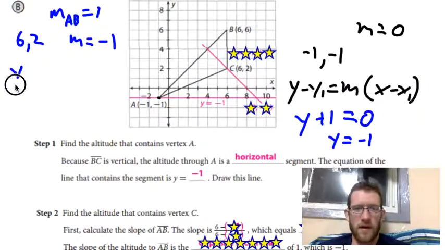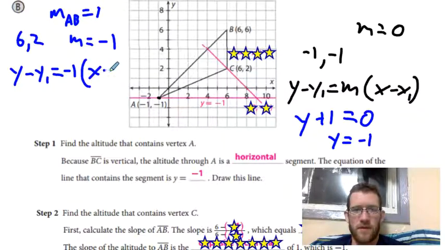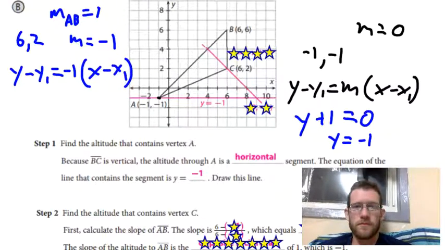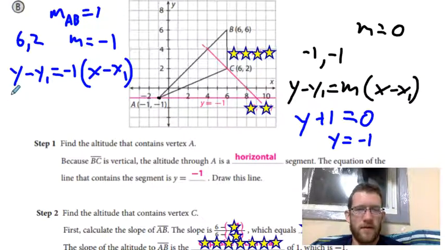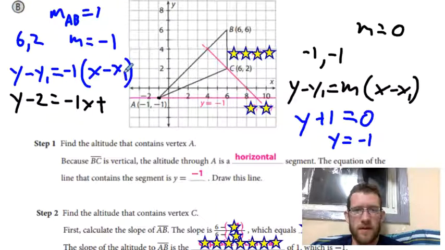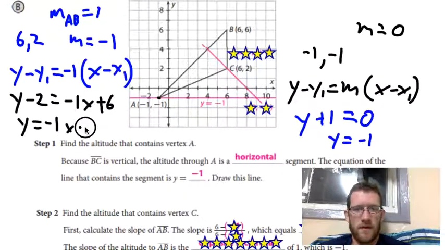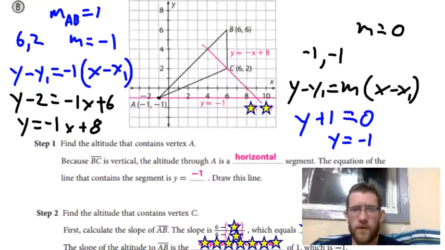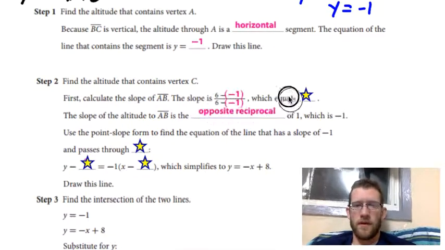What is the equation of a line with a slope of -1 that goes through this point? Again, I can plug it in. y minus y1 equals m times x minus x1. y minus 2 equals -1 times x, plus, we subtracted the 6, so we're adding 6 here. Gives us y equals -x plus 8. That would have been all clean.